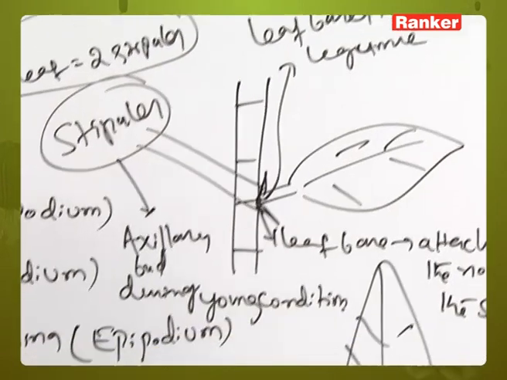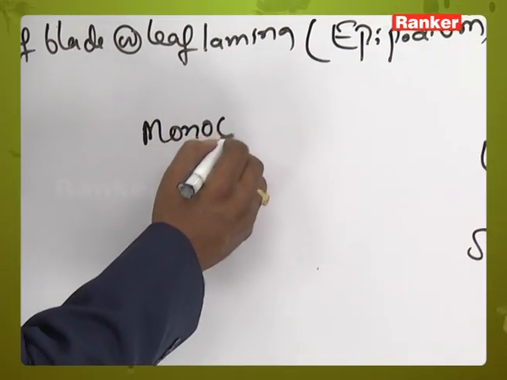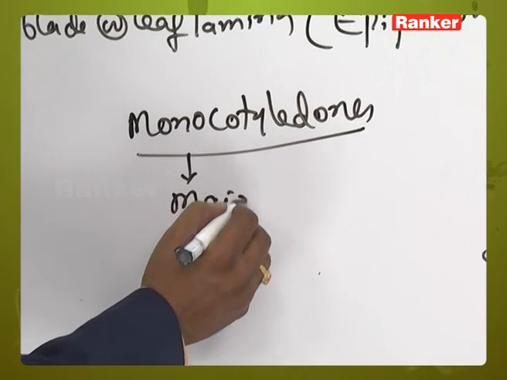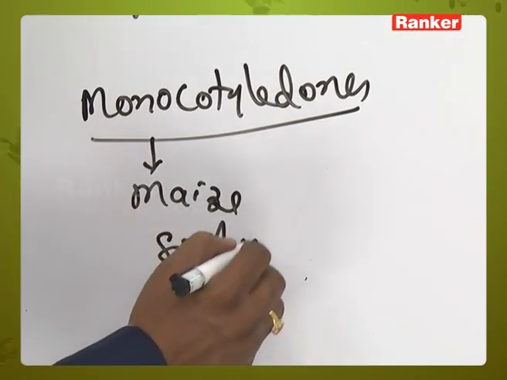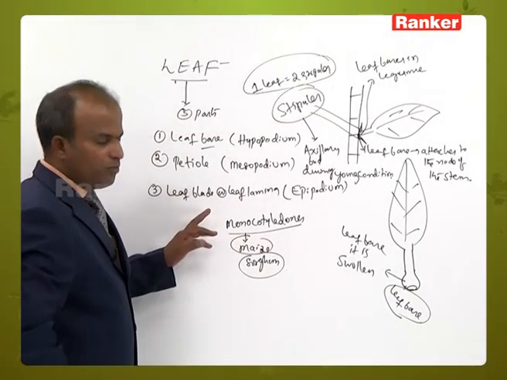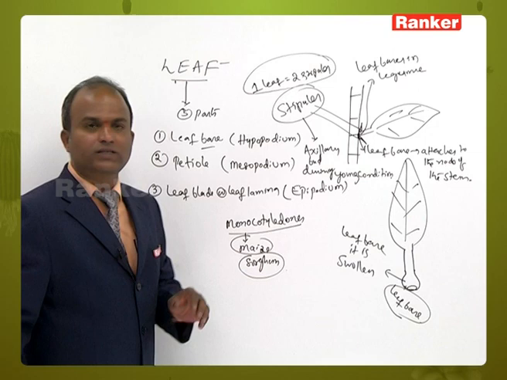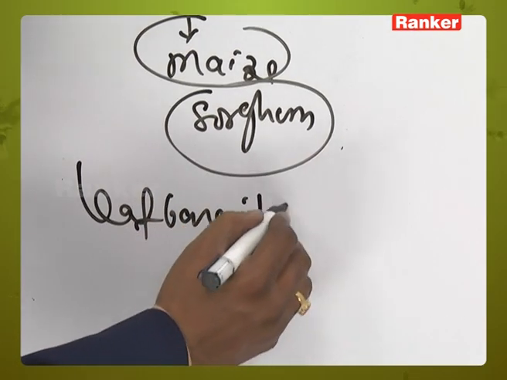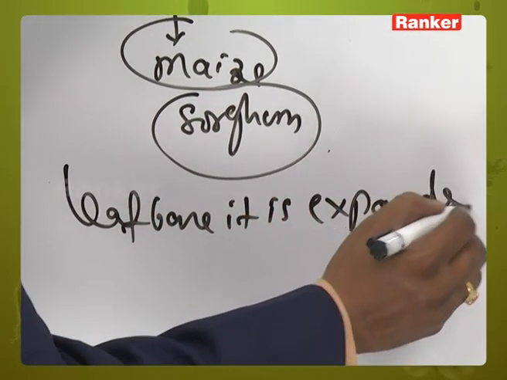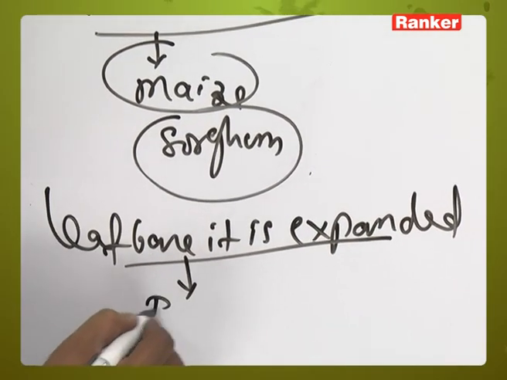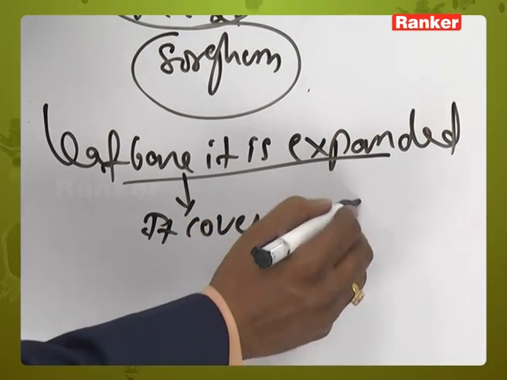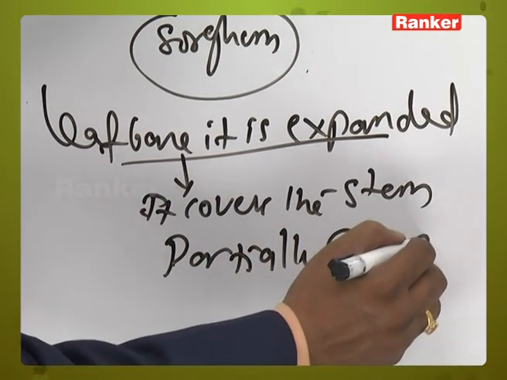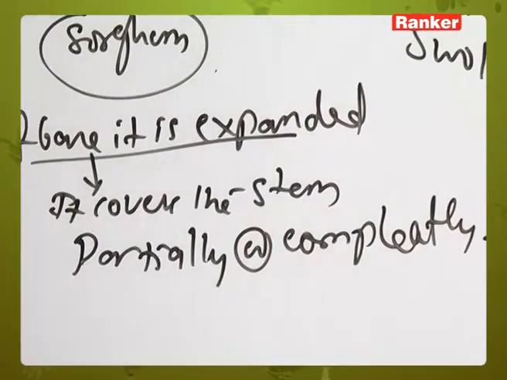And in other plants, namely monocotyledons such as maize and sorghum, the leaf base is expanded and covers the stem partially or completely.